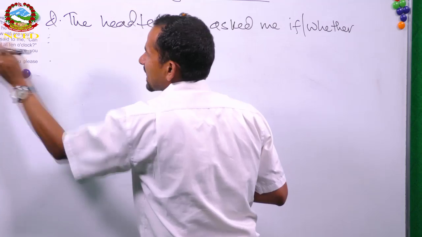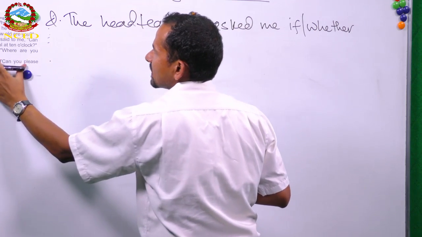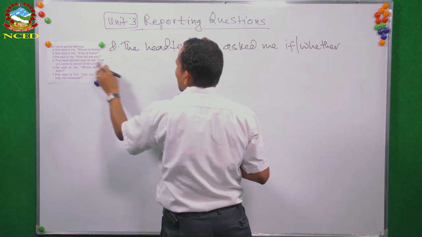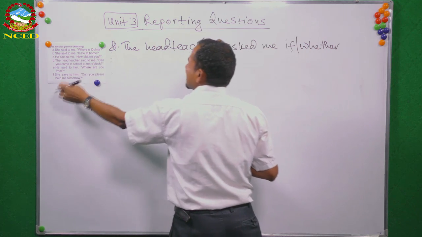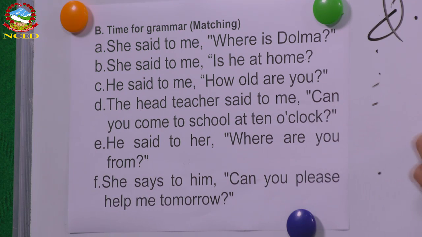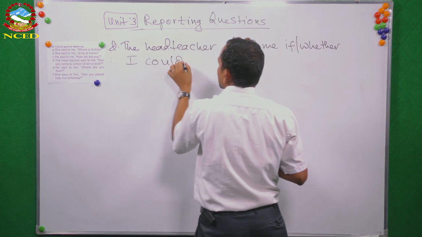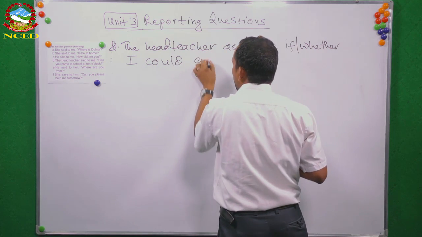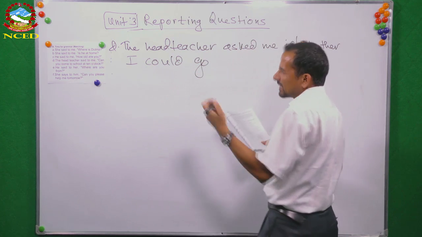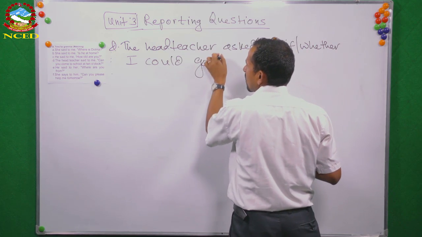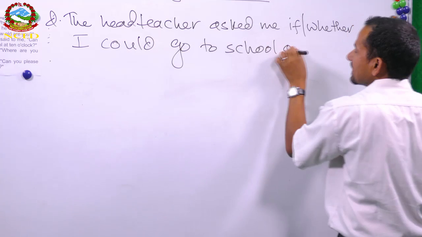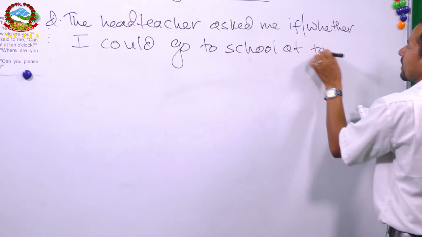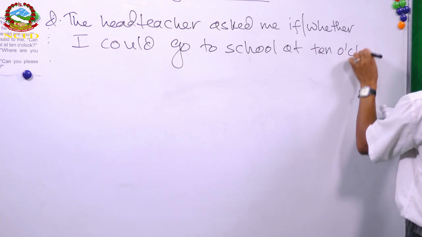What is the subject? You. So you is the second person pronoun, and according to the object of the reporting clause, me is there, so we change you into I. So what is the past form of can? Could. Come is changed into go. That is an adverbial change. I could go to school at 10 o'clock, right?